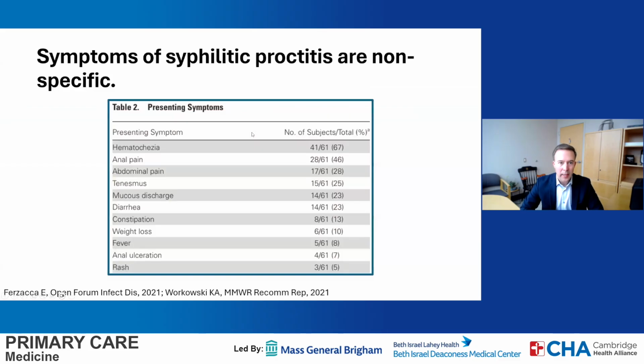Now, this case also highlights that syphilis can cause proctitis. When a patient presents with proctitis and we think it's sexually transmitted, potential causes include gonorrhea. They include chlamydia, including the LGV or lymphogranuloma venereum variant. It includes syphilis. It also includes herpes simplex virus. And more recently, we also need to be concerned about Mpox.